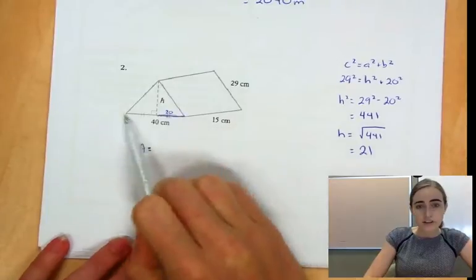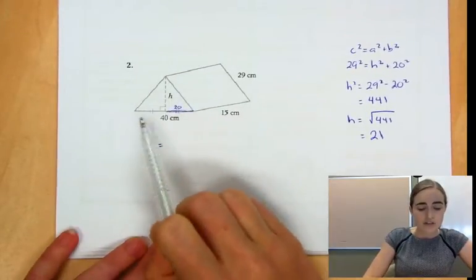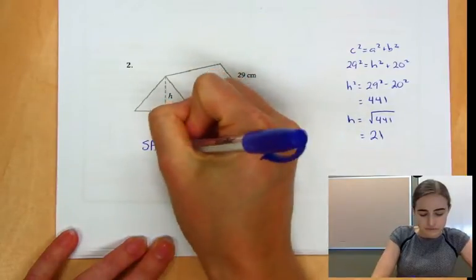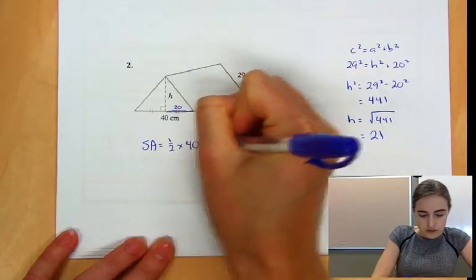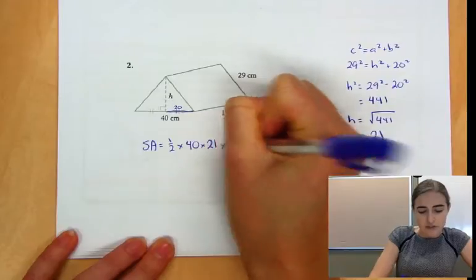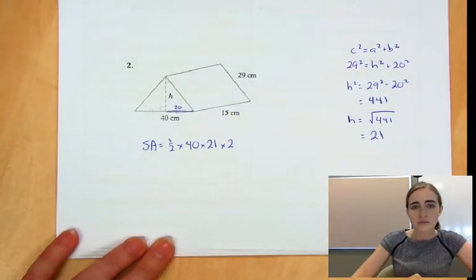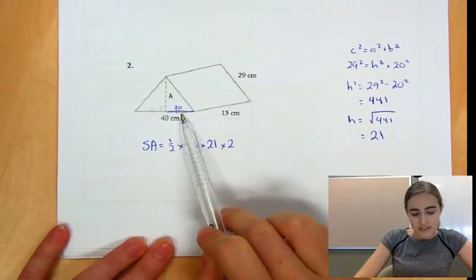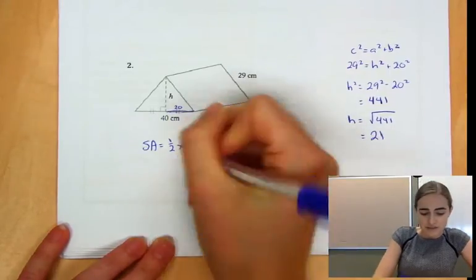So if we look at the triangle on the front first, we're going to have half times the base, which is 40, and the height, which is 21. And we'll times that by 2 because there's another triangle that's the same on the back of that shape. Then if we have a look at the base of that triangular prism is 40 by 15.